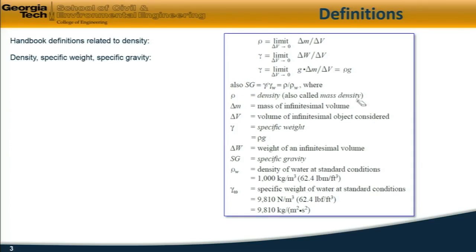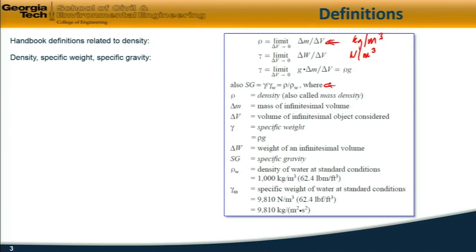So these definitions: rho, the density of the fluid, has dimensions of mass per unit volume, for example, kilograms per cubic meter. Gamma, the specific weight, is a weight per unit volume. Weight is a force, so it has predominant fundamental dimensions of force per unit volume, for example, newtons per cubic meter or pound force per cubic foot. The specific gravity is a pure ratio. It's a pure number. It doesn't have any dimensions or any units.